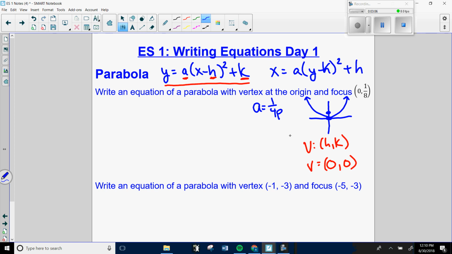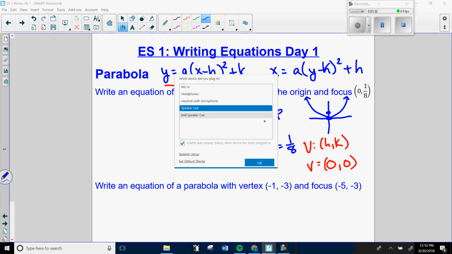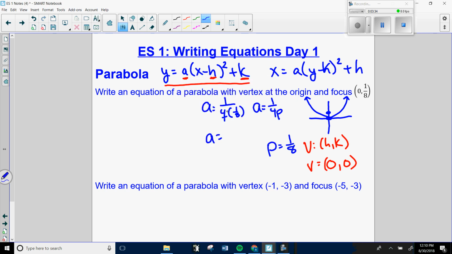So my p value is going to be 1/8, because we have our vertex at (0, 0) and we went up an eighth. So this right here is an eighth of a unit. We know that p is equal to 1/8. That means that a is going to be 1 over 4 times 1/8. Then we have a equals, and we need to know how to multiply fractions. Remember, we multiply fractions straight across. So 4 times 1, 1 times 8.